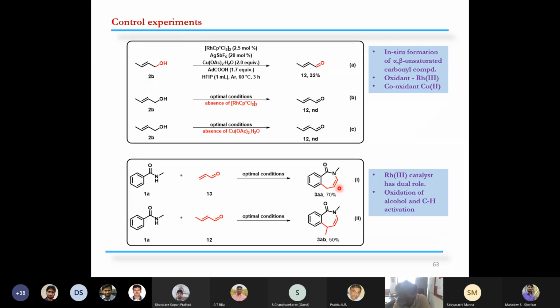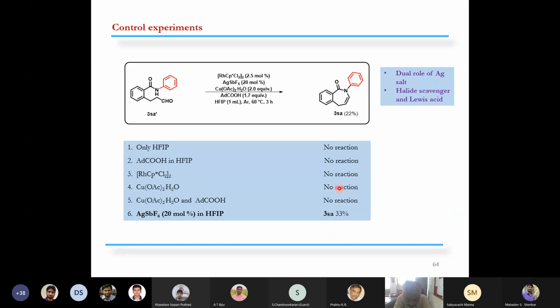You don't have to oxidize to the acrolein also. But when you are using the silver salt, I could see you are always using an antimony hexafluoro compound, like silver antimony hexafluoride. Can simple silver chloride or silver iodide work in this reaction? Why do you need silver antimony hexafluoride? Actually, I don't know whether using AgCl or AgI will work or not.